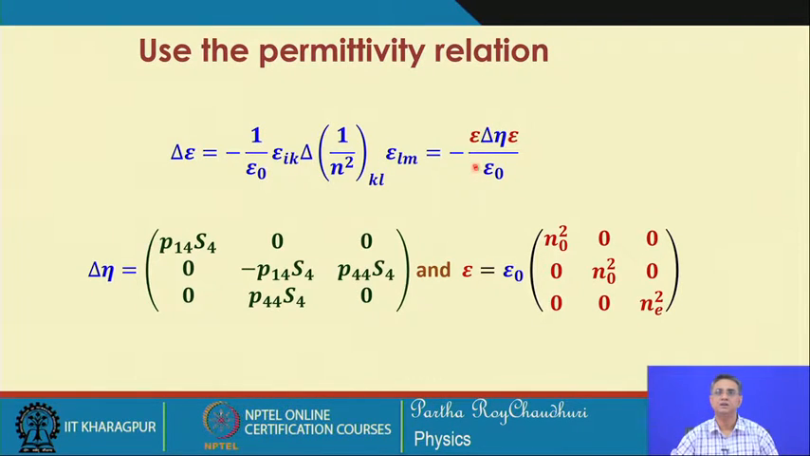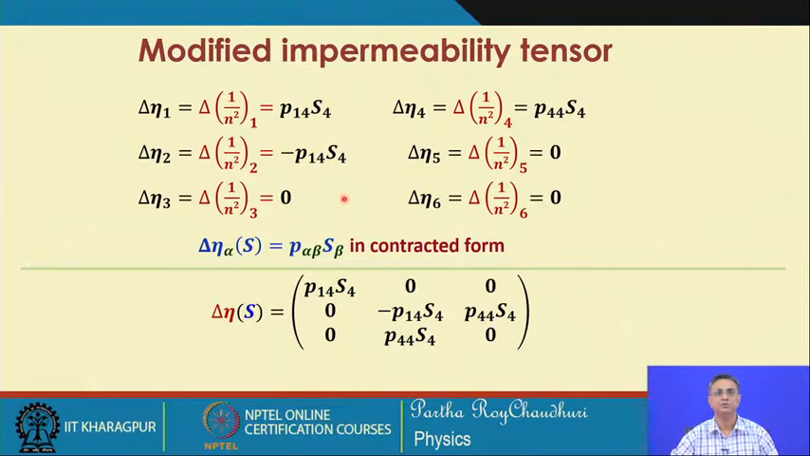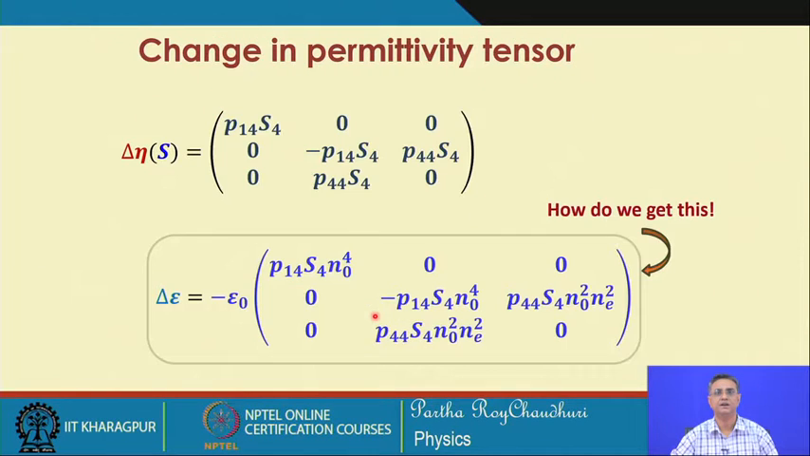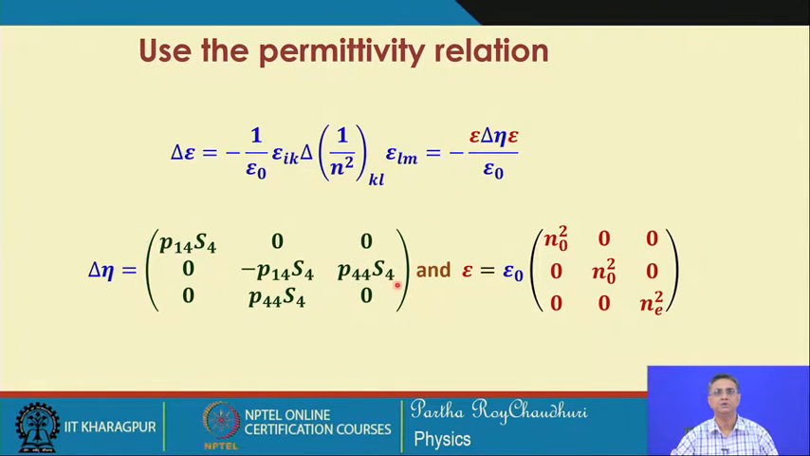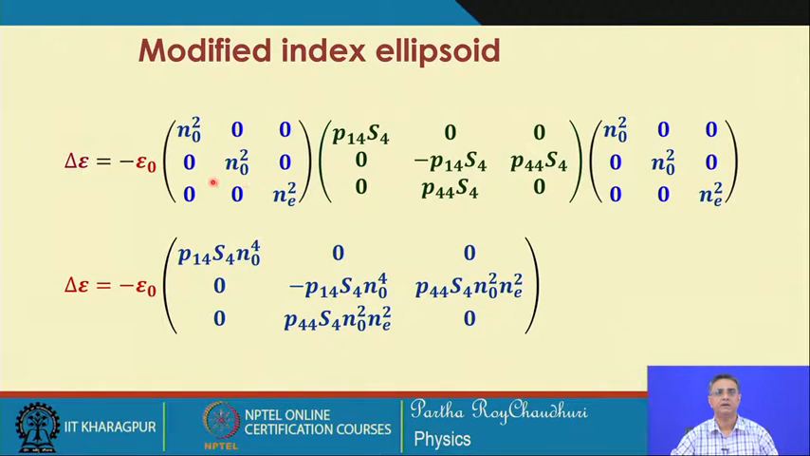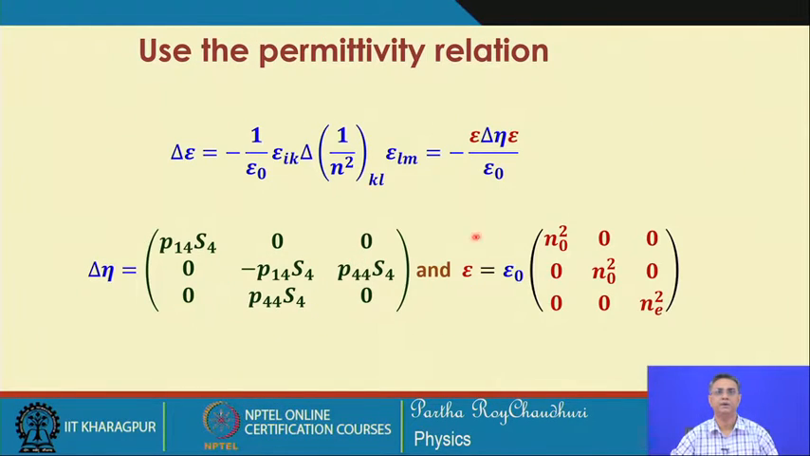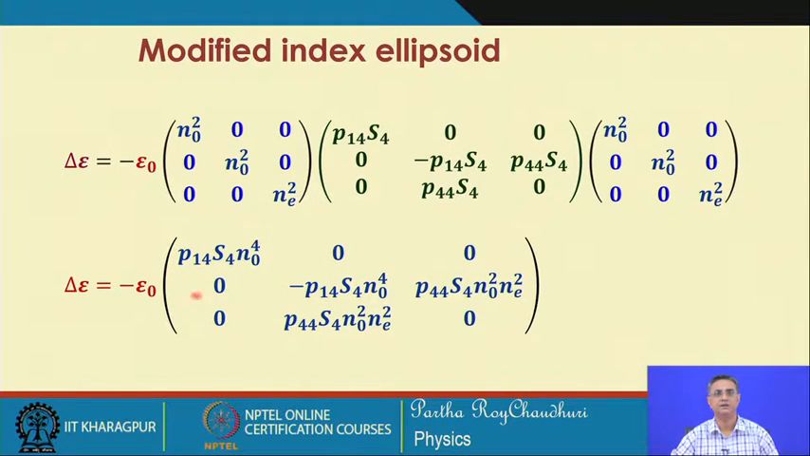So, if we evaluate this expression, delta eta is already known to us from here, and then we will post- and pre-multiply with this permittivity matrix, this one and this one, which will result in this, multiplied by the epsilon naught factor. So, this epsilon naught will appear twice, so it will be squared. As a result, we will get the change in the permittivity in this form.